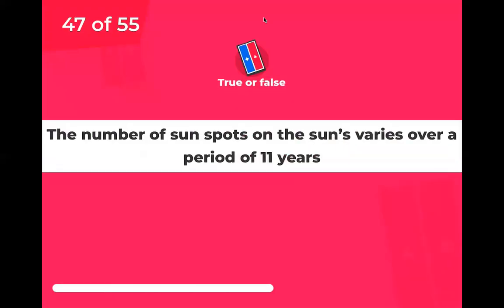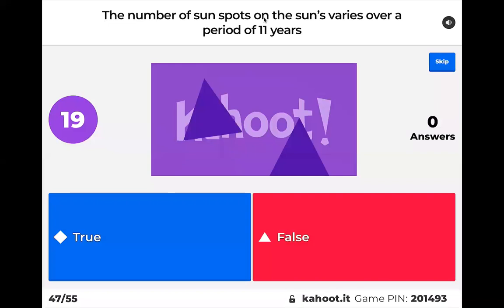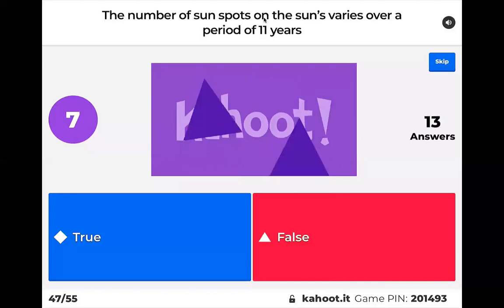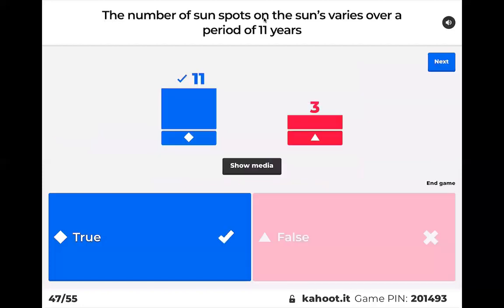The number of sunspots on the sun varies over a period of 11 years. It is true.